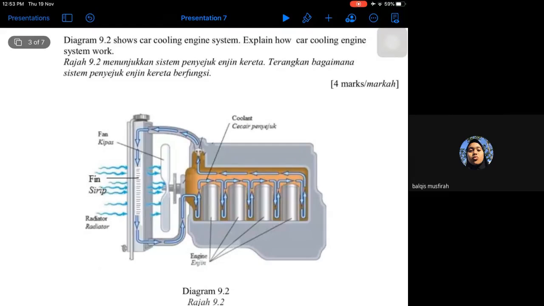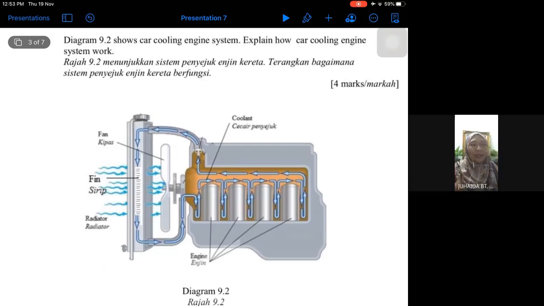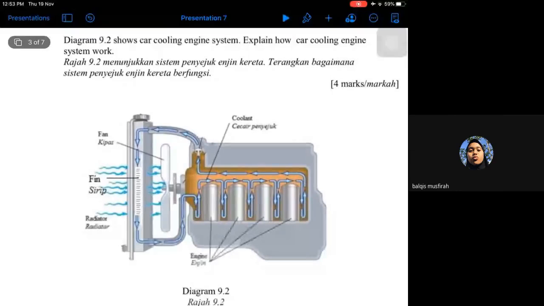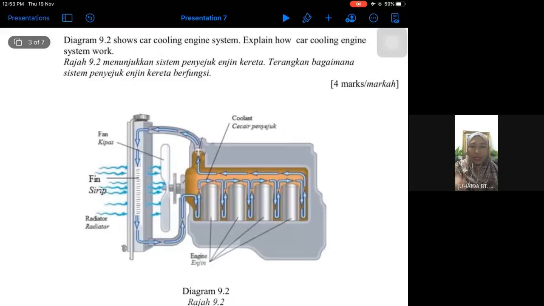Akan flow balik. Flow back into the engine, absorb heat, kemudian dia flow towards the radiator, heat release, dia jadi cold water and the process continue. Faham? Faham tak? Okay. That's why kalau you tengok dekat kereta dia ada meter, temperature meter kan?